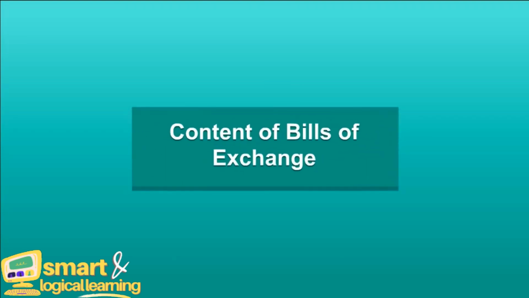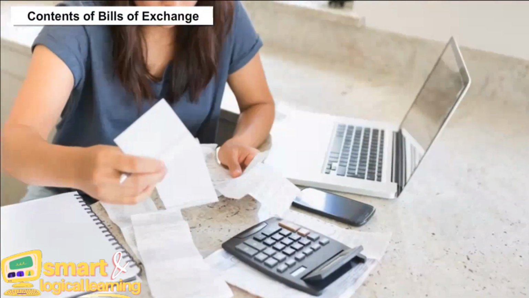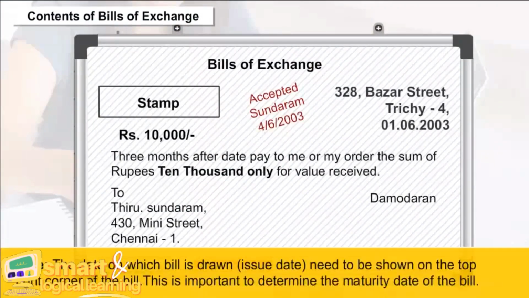Contents of bills of exchange. 1. Date. The date on which the bill is drawn, that is, the issue date, needs to be shown on the top right corner of the bill. This is important to determine the maturity date of the bill.